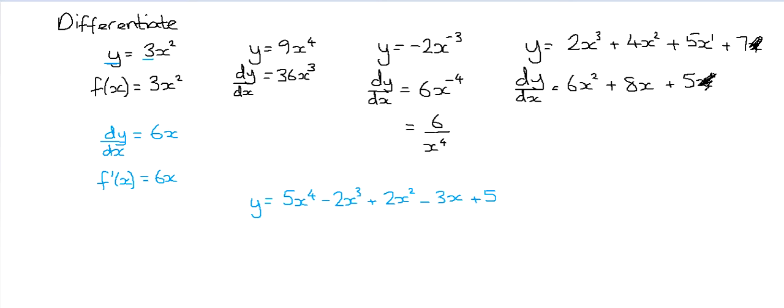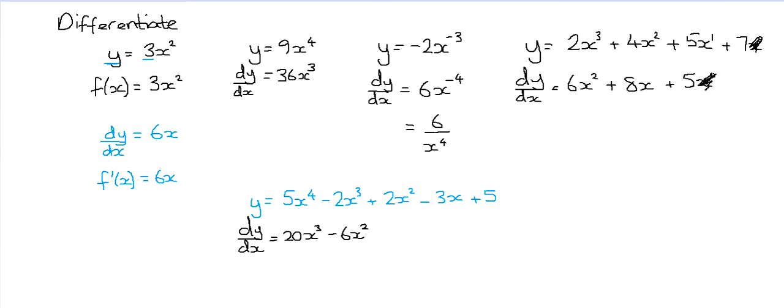So if you've understood that, here's one. It obviously looks horrendous. It's just so I can get all the examples. But try and pause the video and have a go and then hit play when you're ready. Okay, so dy by dx, 5 times 4, 20. Reduce the power by 1. 3 times negative 2, it's minus 6.